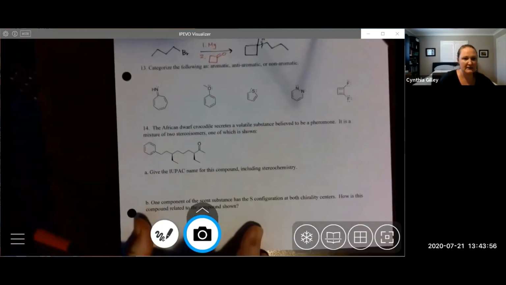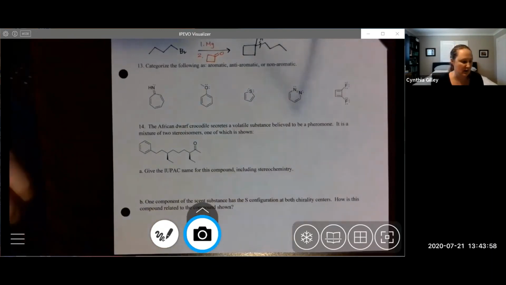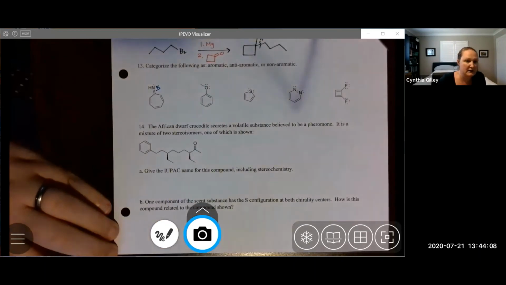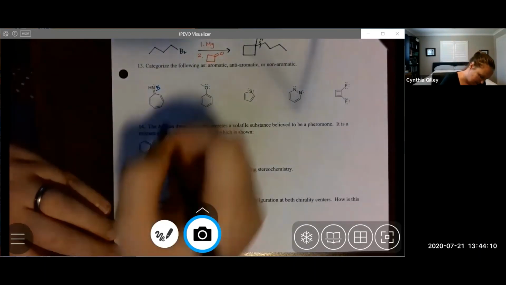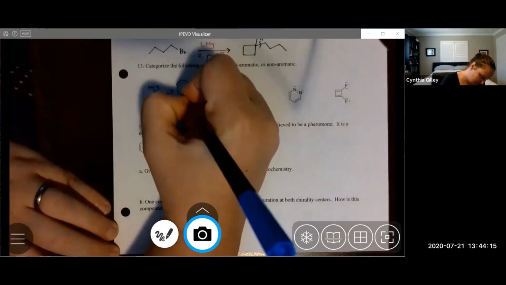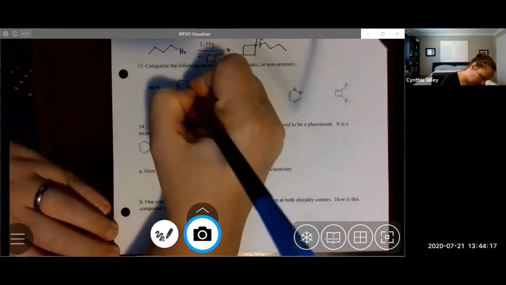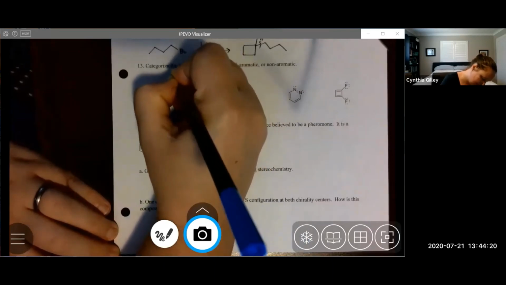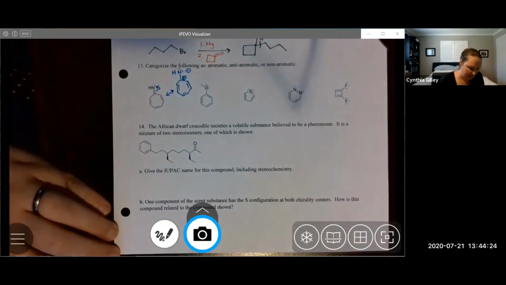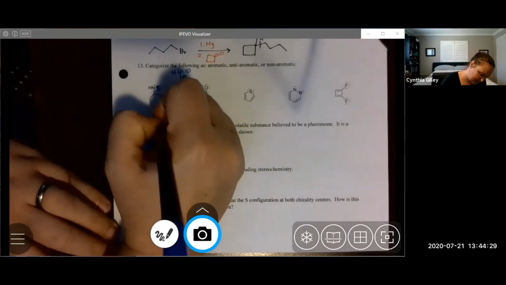Categorize the following as aromatic, anti-aromatic, or non-aromatic. So this looks like a highly polarized bond, right, where the electrons in that pi bond would actually exist much more on the nitrogen. And if that was the case, then you would get a much more significant resonance contributor. And then this is the tropylium ion. So this is aromatic.